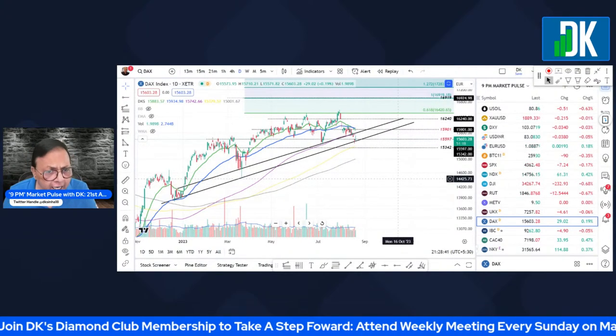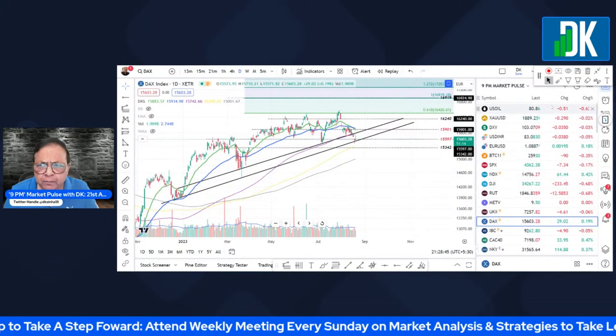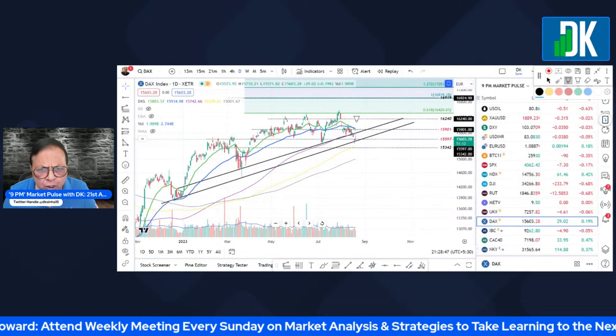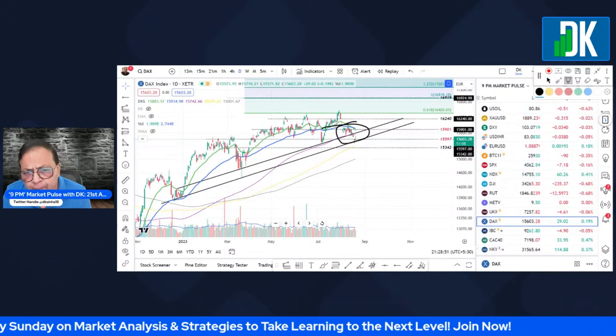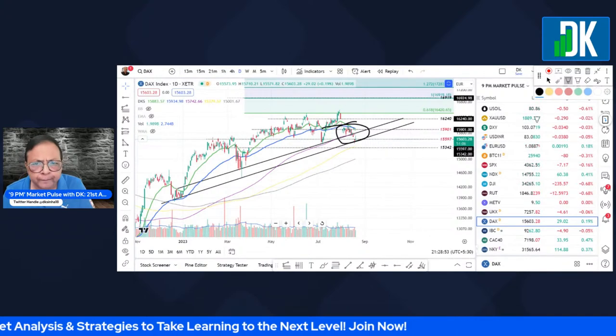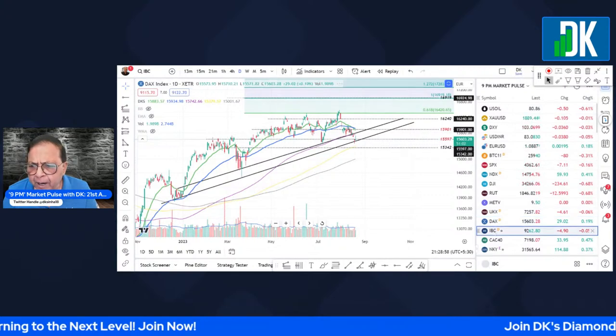But overall trend is bullish. Long-term trend, intermediate trend is bullish. Short-term trend is, of course, bearish, because EMA 21 has crossed under EMA 55 and short-term moving averages are inclining down. Now let us go and check the Spain market.